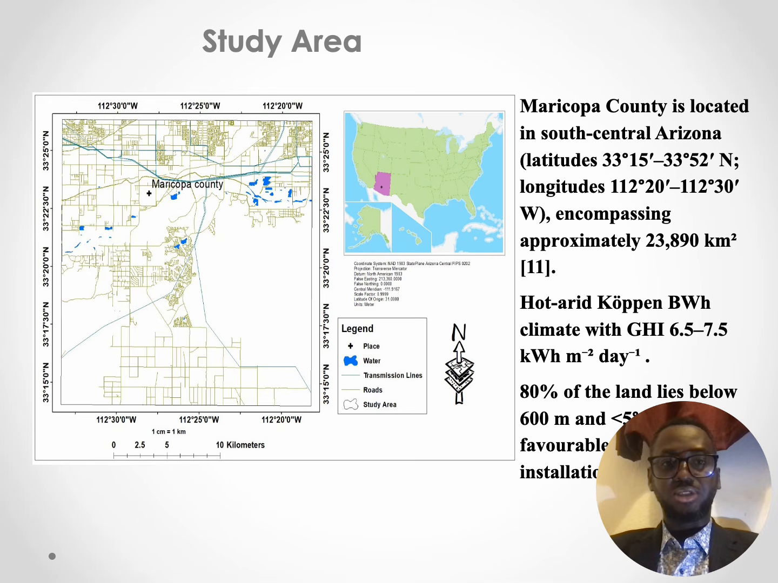This study focuses on Maricopa County in south central Arizona, covering approximately 23,890 square kilometers. The region has a hot, arid climate with very high solar irradiance values, making it suitable for solar power development. Most of the land lies below 600-meter elevation with gentle slope, less than 5 degrees, conditions that are favorable for large utility-scale solar installations.